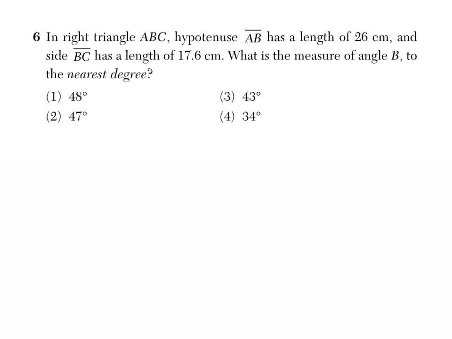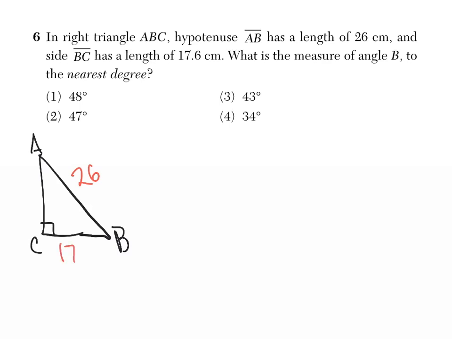Question number 6 says, in right triangle ABC, so I'm going to sketch this out right now. You've got ABC. It says AB has a length of 26 centimeters, and that, of course, is the hypotenuse. And BC has a length of 17.6 centimeters. What is the measure of angle B?